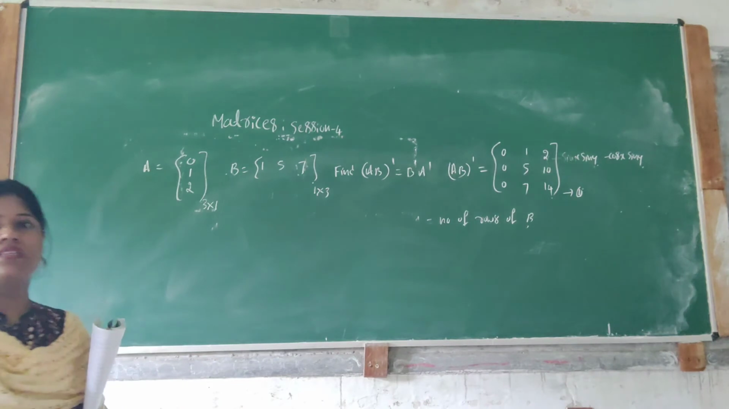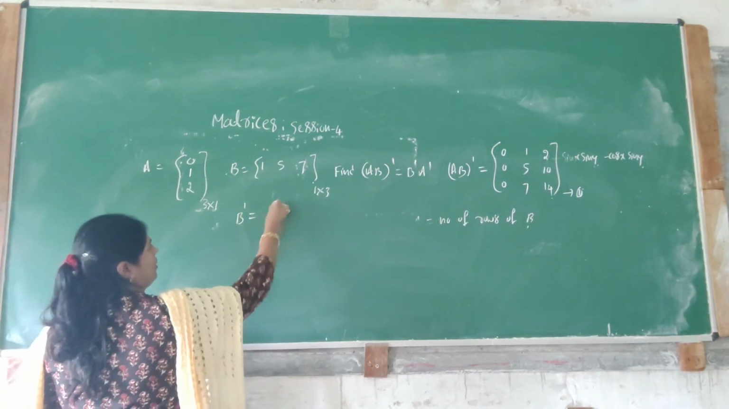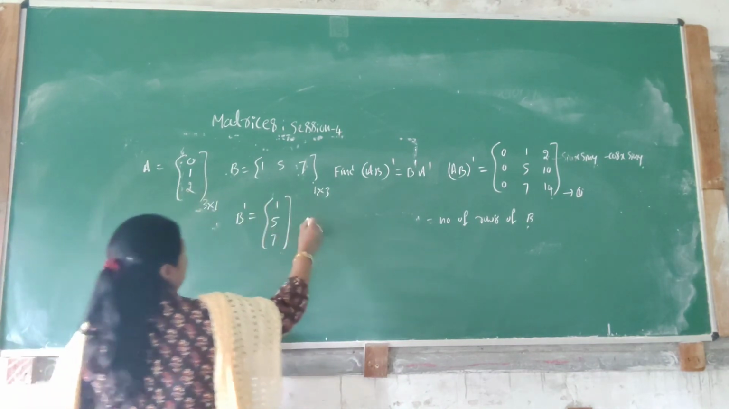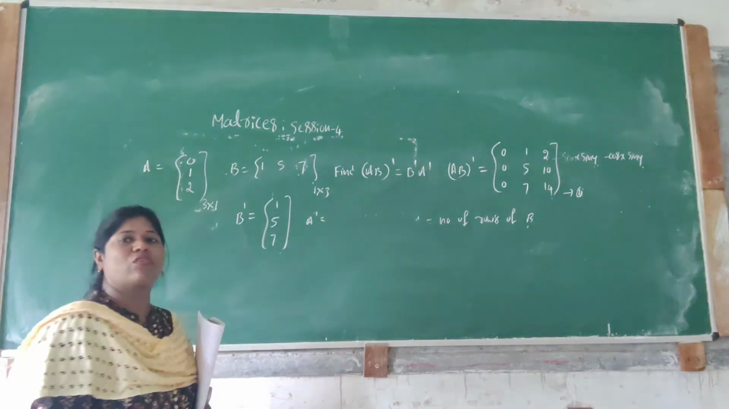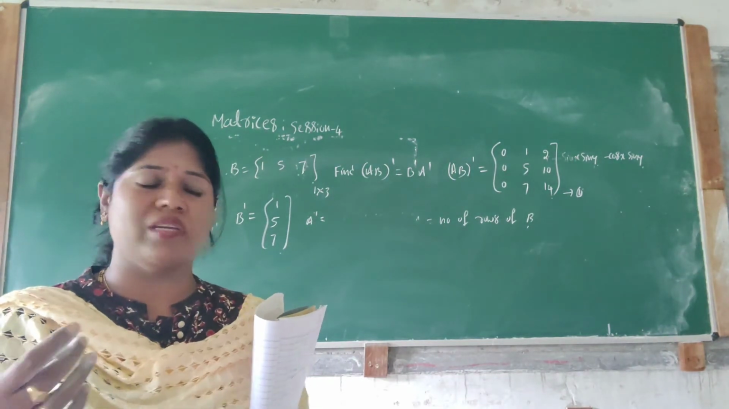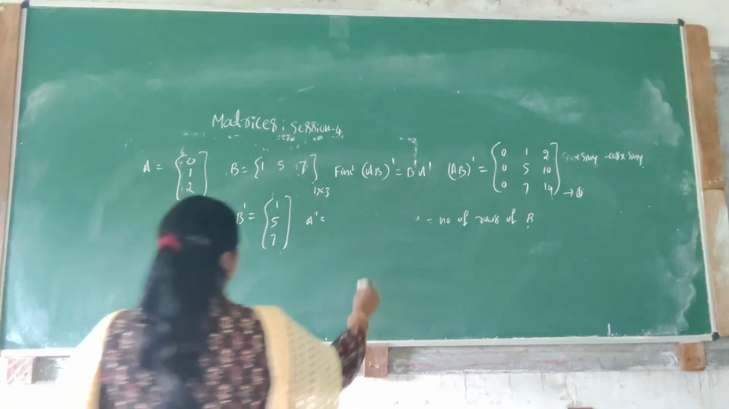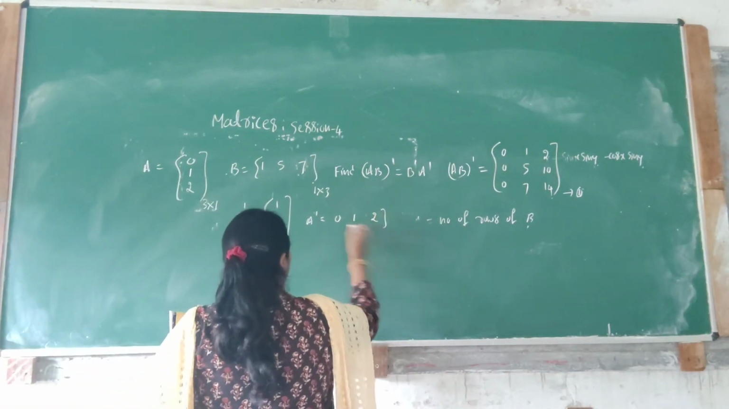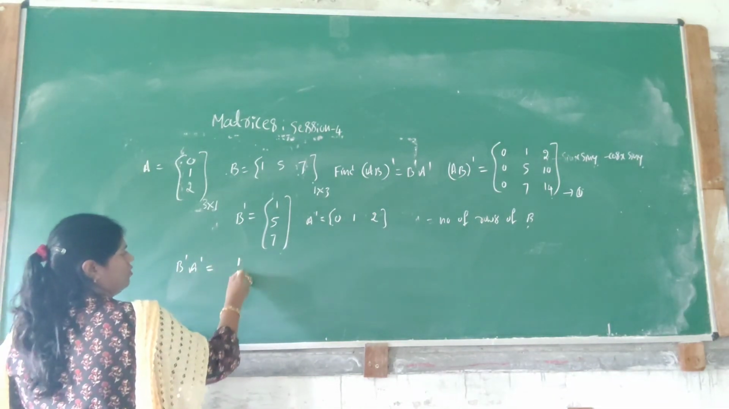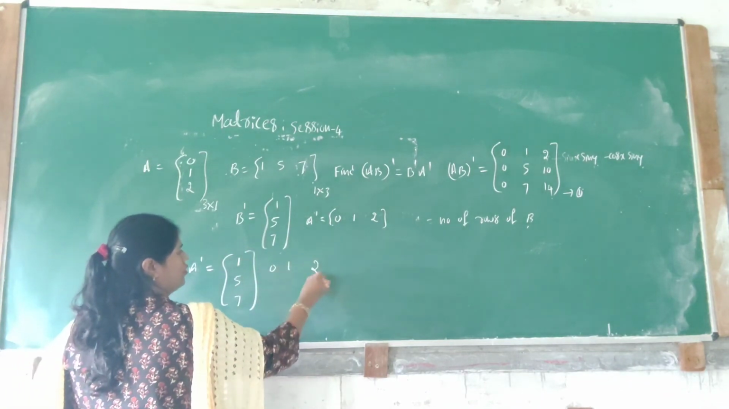What is B'? B is here, B' is [1, 5, 7]. What is A'? Interchanging of rows and columns is called the complement of A, that is the transpose of a matrix. Complement means we interchange rows and columns. So A' is equal to [0, 1, 2]. So B'A' is equal to [1, 5, 7] times [0, 1, 2].